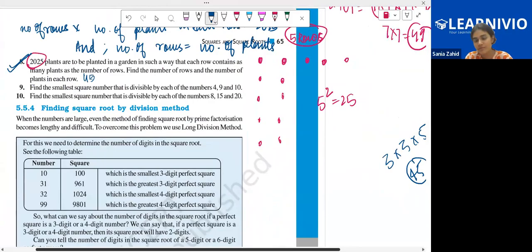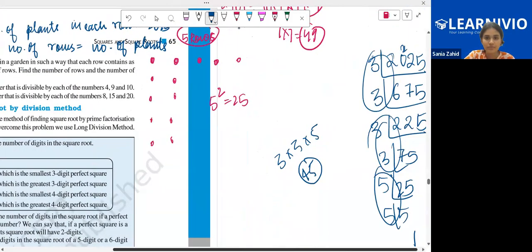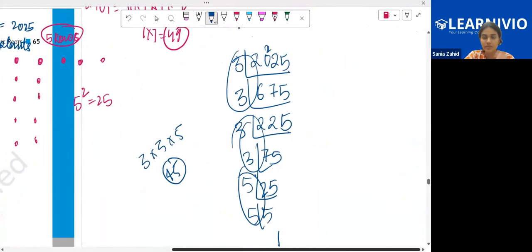Ma'am, 45. Can you show the prime factorization once? Yes, look here. Okay, ma'am. Then shall we move to the next one?